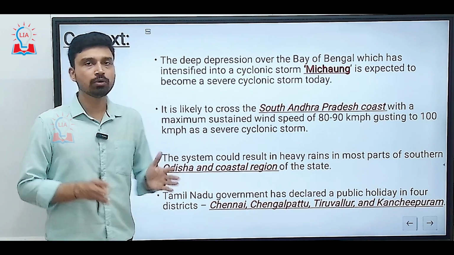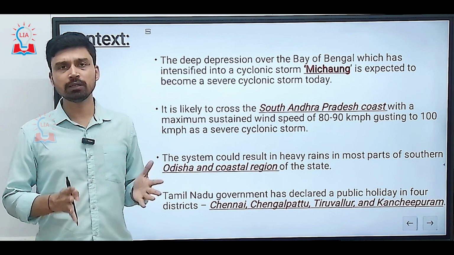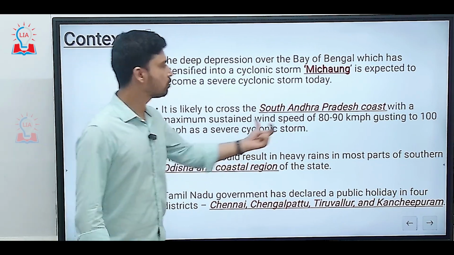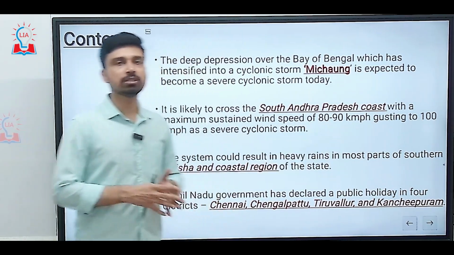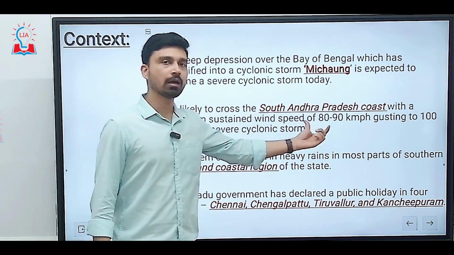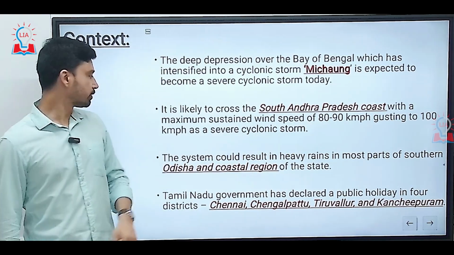Later we will discuss how the categorization of cyclones is done. Cyclones are characterized on the basis of their velocity, and whenever the velocity is more than 80 kilometers per hour, it is called a severe cyclonic storm.